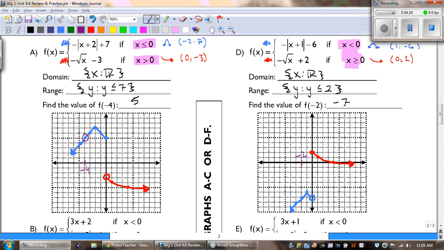Okay, there we go. In the blue is our absolute value. It's open at 0 because of our limit that x is less than 0. I wanted everything to the left for that graph. In our square root in red, it's reflected, so that's why it's going down. And since it's greater than or equal to 0, that's why it's a closed point. Our domain is all real numbers, and our range is everything less than or equal to 2. And at f of -2, it equals -7.